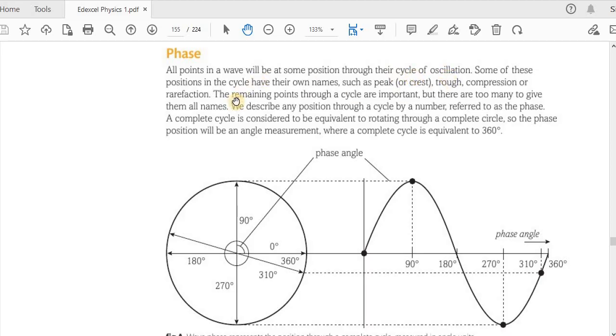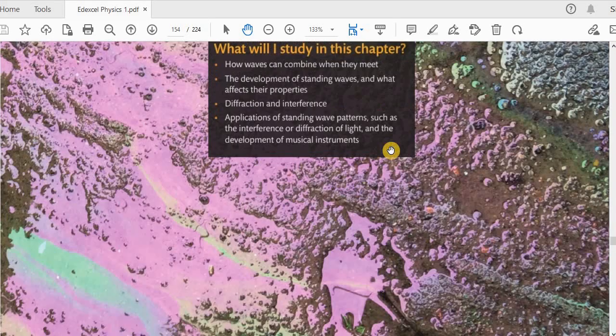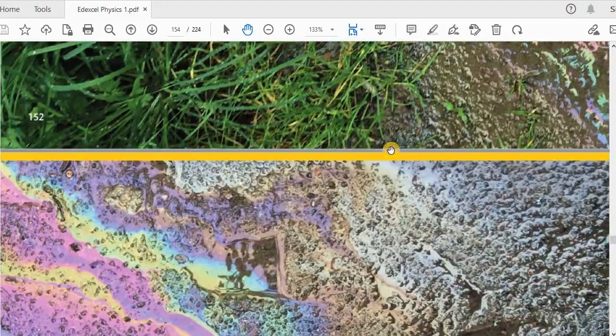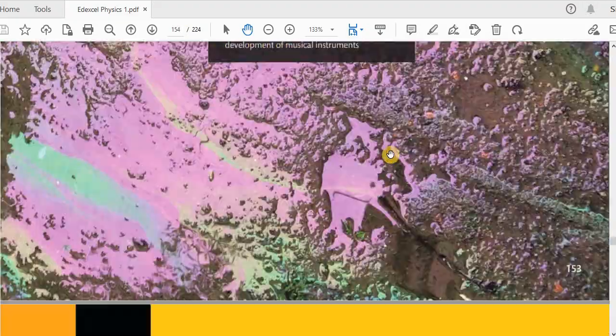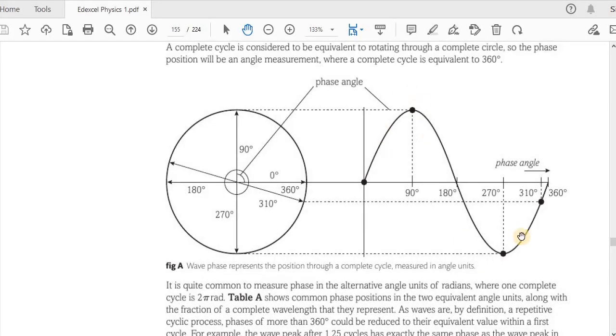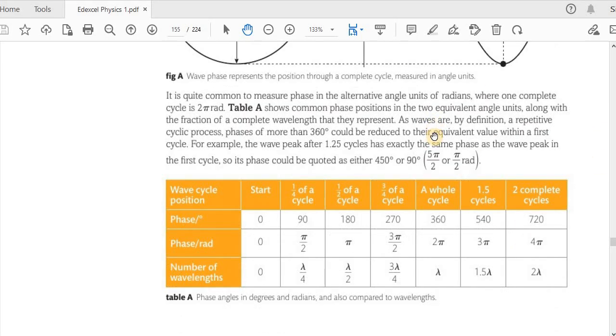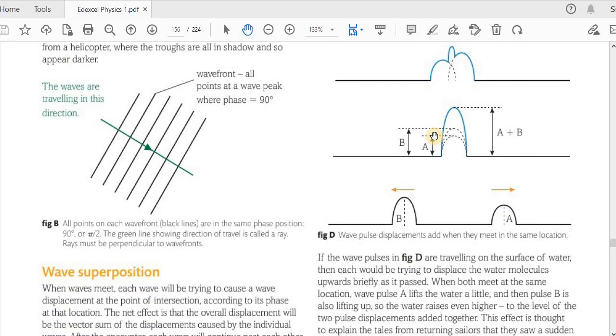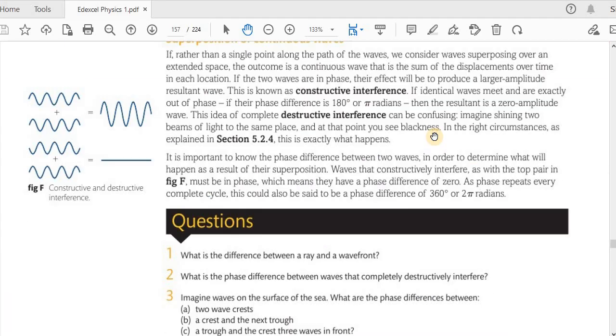Some of these positions in the cycle have their own names, such as peak or crest. Okay, so if you have a water wave, for example, imagine this is the shape of a water wave. These top parts are called the crests. The bottom parts are called the troughs.